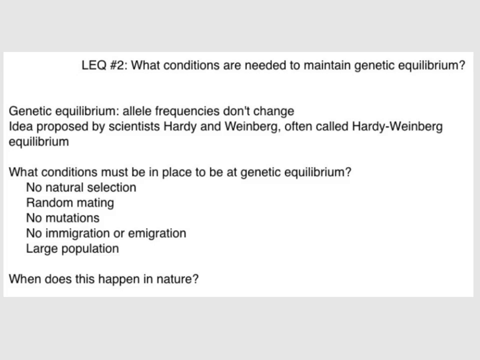So let's take a closer look at genetic equilibrium. When we say genetic equilibrium, what we mean is that the allele frequencies don't change. They remain the same. This was an idea that was first proposed by 2 scientists with the last name of Hardy and Weinberg. And as a result, it's often called Hardy-Weinberg equilibrium instead of just genetic equilibrium. It's synonymous, so the two mean the same thing. And essentially what it means is that allele frequencies don't change. So this is something that goes against evolution, the idea that allele frequencies don't change. We just defined evolution as saying a change in allele frequencies. So genetic equilibrium means there's no evolution going on.